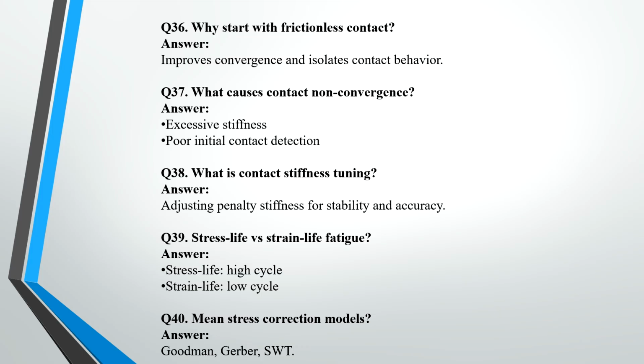Why start with frictionless contact? To improve convergence and isolate the contact behavior, first we start with frictionless contacts. Then we can apply whatever contact is appropriate. What causes contact non-convergence? Incorrect contact stiffness and poor initial contact detection. What is contact stiffness tuning? We adjust the penalty stiffness for stability and accuracy.